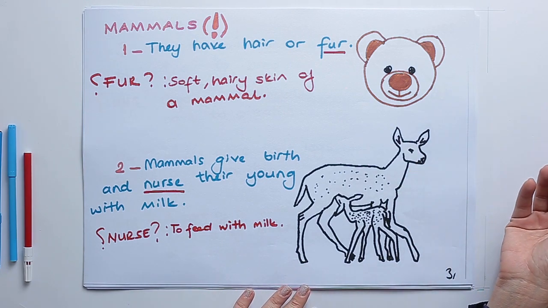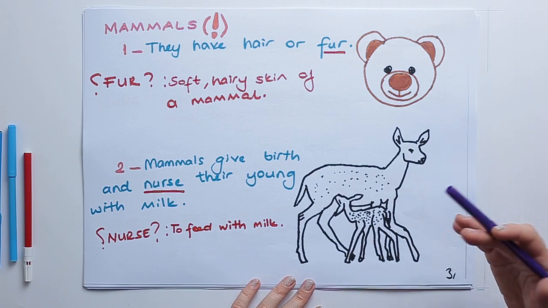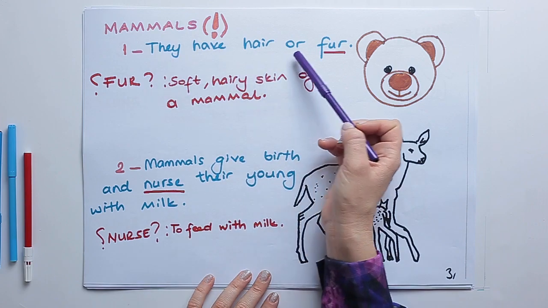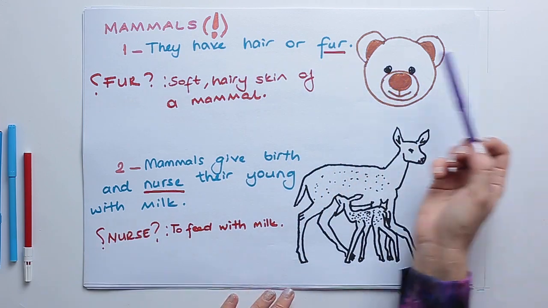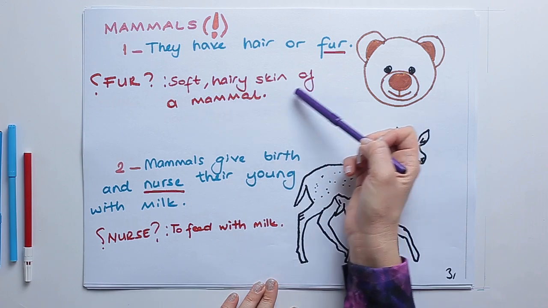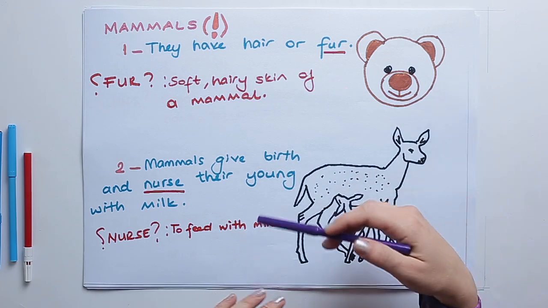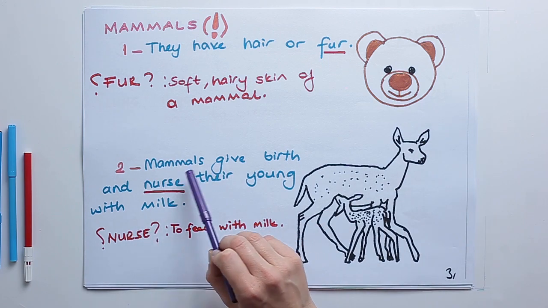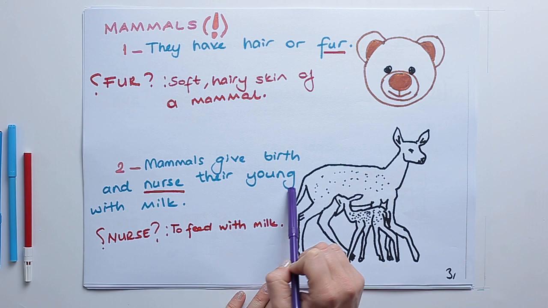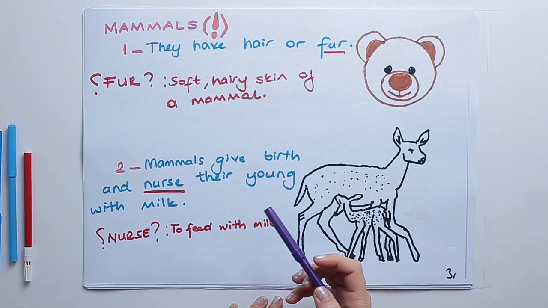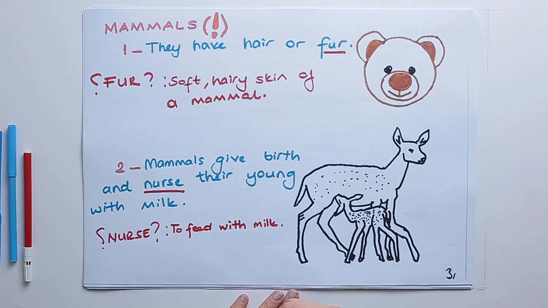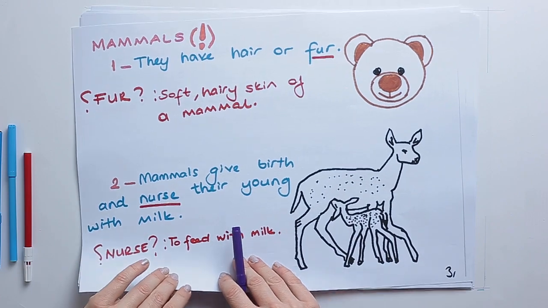We're going to start with mammals. To differ them from the other animals, we can say that they have hair or fur. So what's fur? Fur is soft, hairy skin of a mammal. Now, the second feature that we can divide them from other animals is that mammals give birth and nurse their young with milk. What's nursing? We all know that it's an occupation, but also nurse means to feed their kids or child with milk.